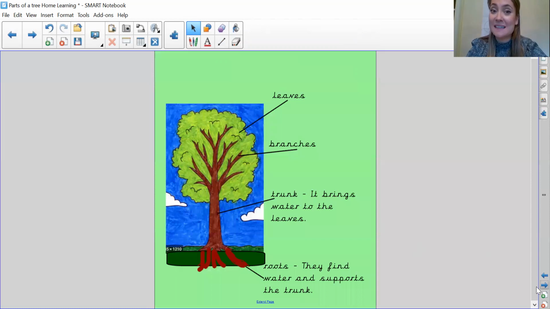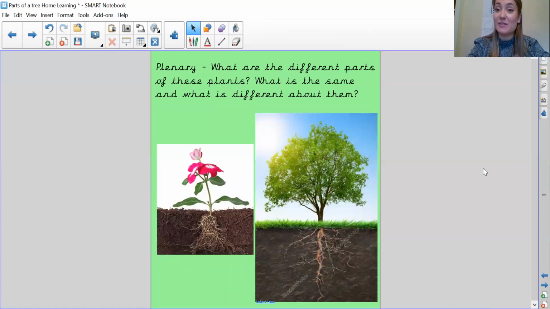fantastic. Now stay on if you'd like a challenge for after that. So your challenge question, if you've done all of that, is, what are the different parts of these plants? So can you see my two pictures? I want you to tell me, what are the different parts of these plants? And what is the same and what is different about them? Because some of the different parts of the tree have the same function as the plant, but some of them are slightly different. So see if you can tell me. You can either record yourself telling me or write it down, however you fancy.